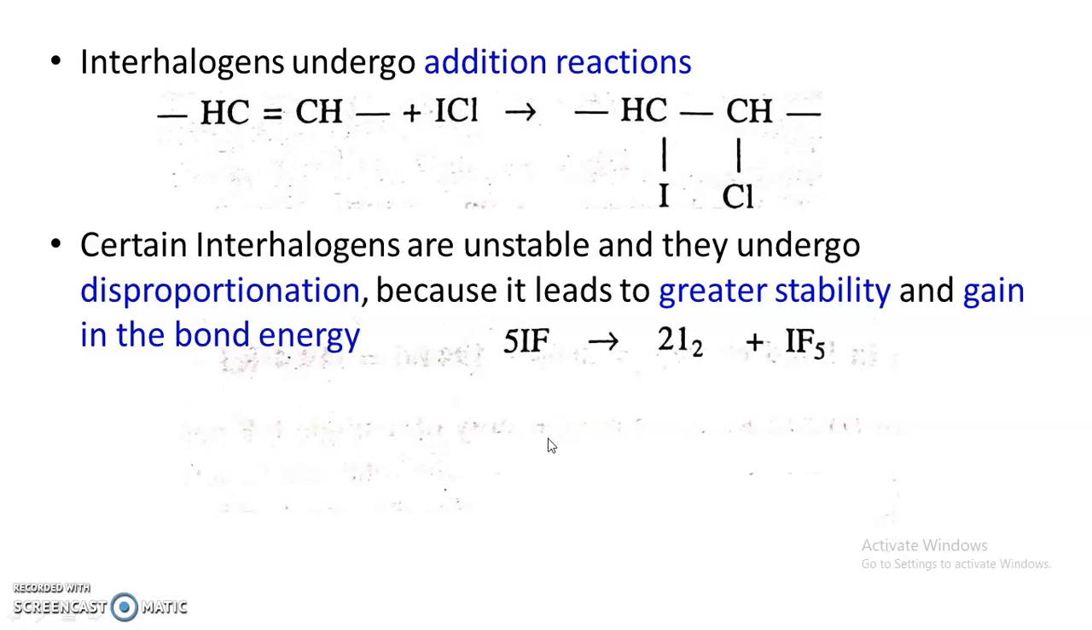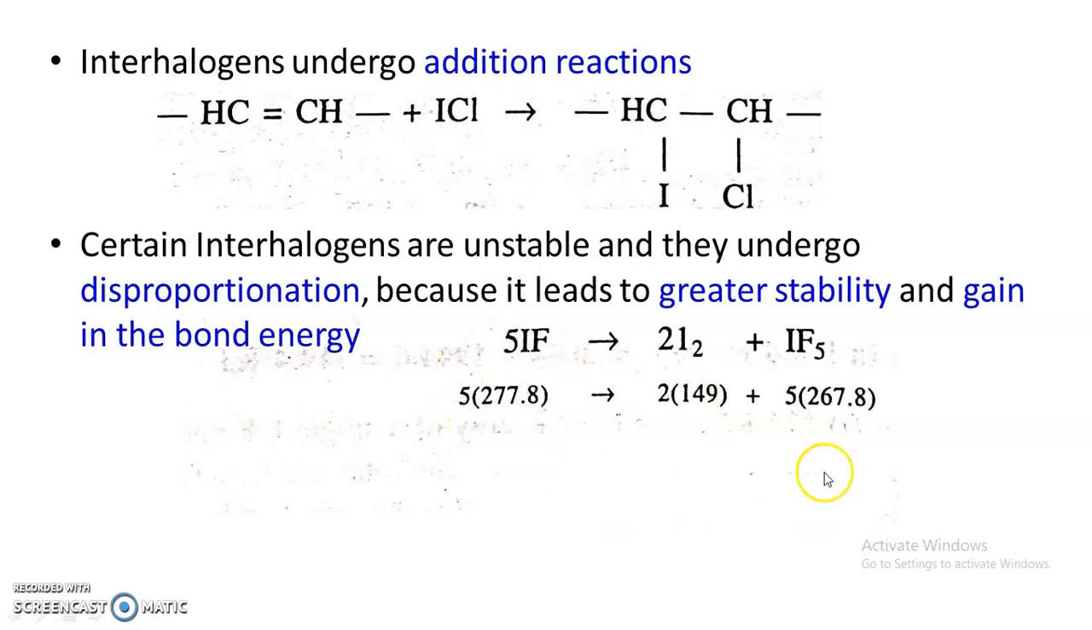For example, when 5 moles of iodine monofluoride undergo disproportionation, there is a formation of 2 moles of iodine and 1 mole of iodine pentafluoride. Now the bond energy for 5 moles of iodine monofluoride is 5 into 277.8. For one bond between iodine and fluorine, bond energy is 277.8. There are 5 such bonds, and therefore 5 into 277.8.